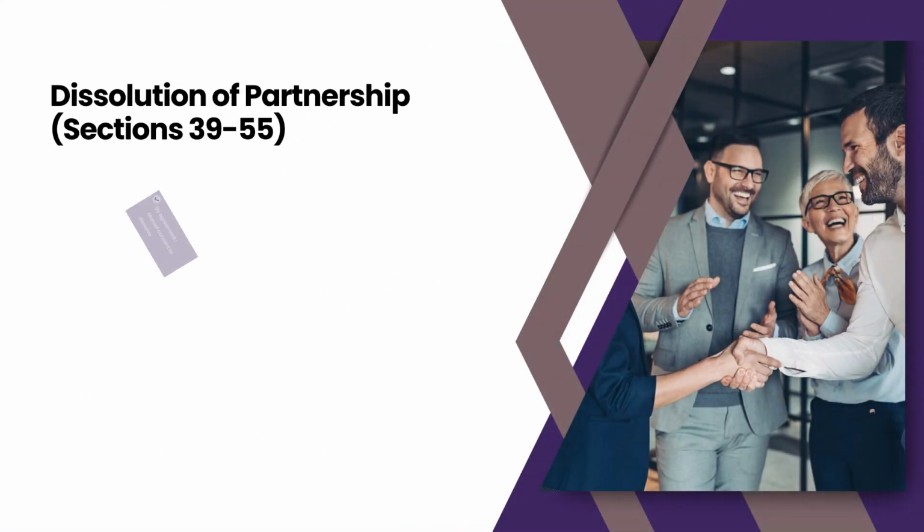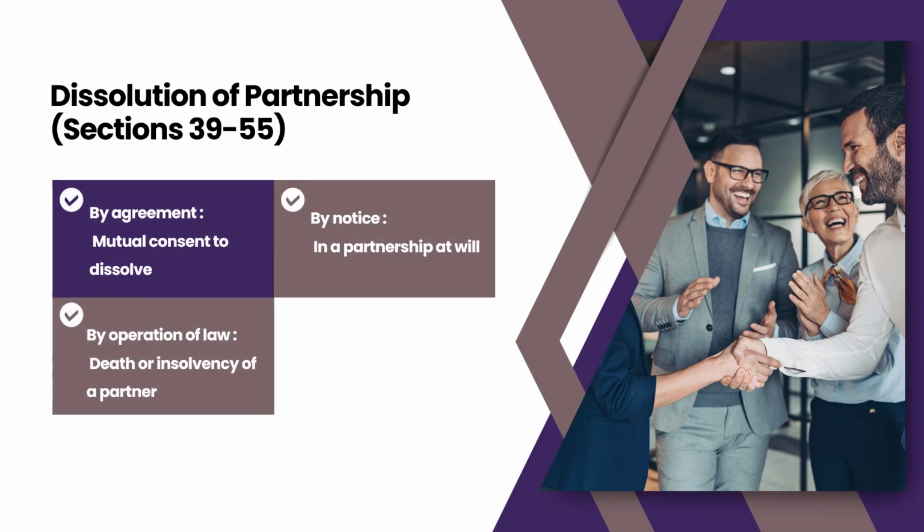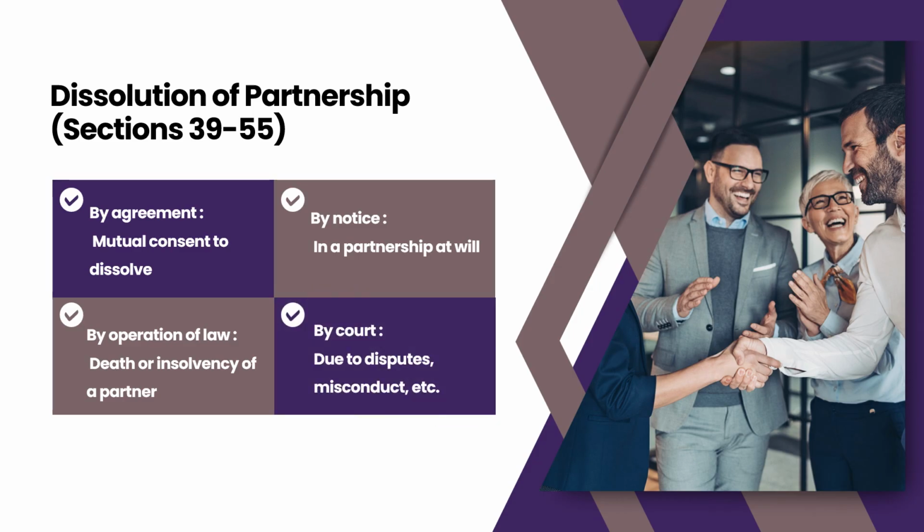Now see the dissolution of partnership, which is sections 39 to 55. A partnership can end in several ways, and the Indian Partnership Act outlines the main methods. So let's see one by one. By agreement: if all partners mutually agree, the firm can be dissolved at any time. Next is by notice: in the case of a partnership at will, any partner can dissolve the firm by giving notice to the other partner.